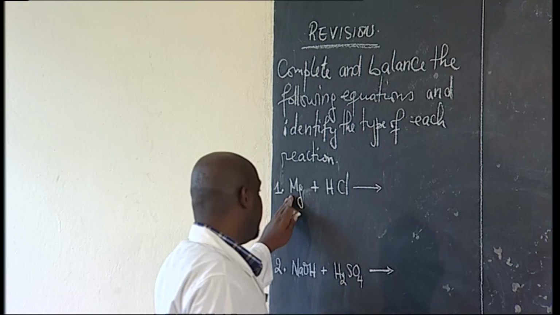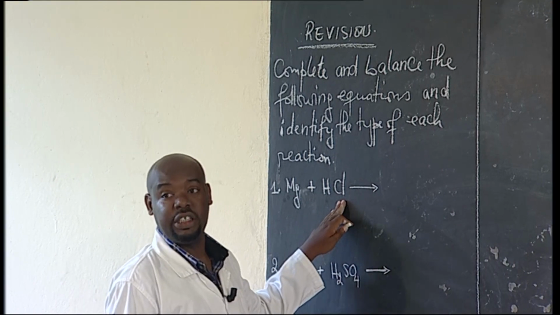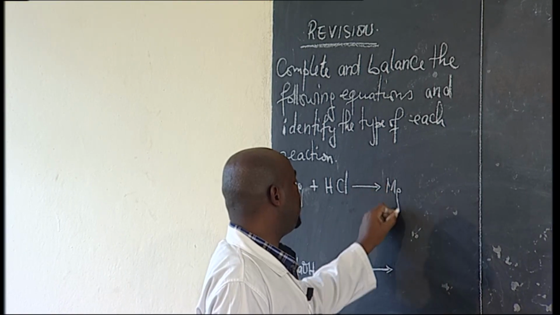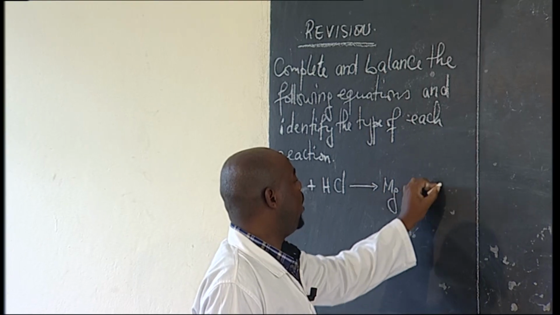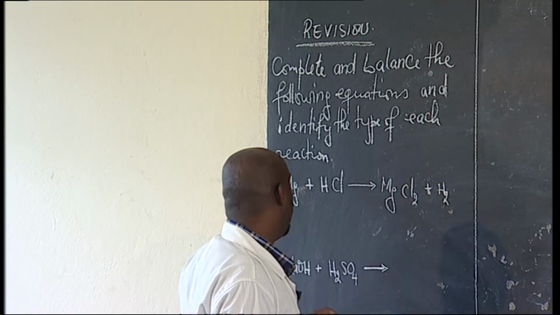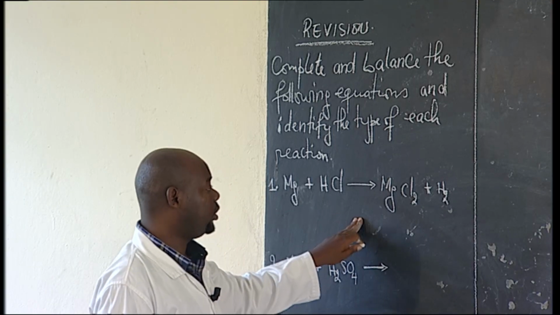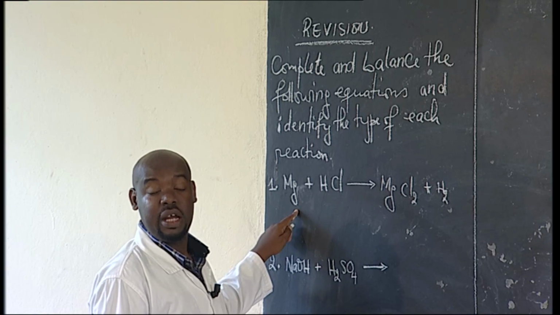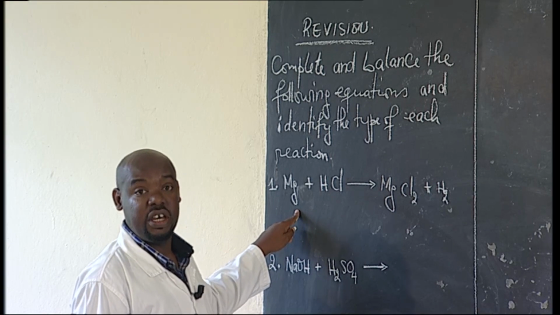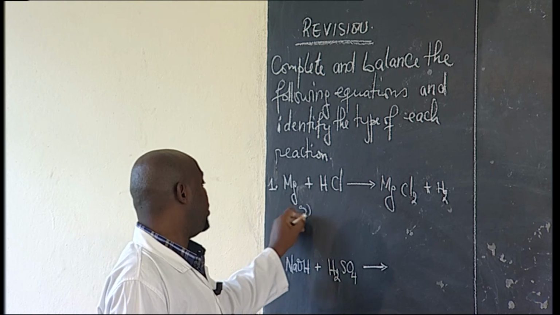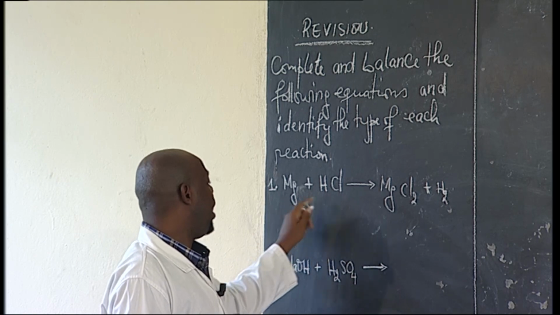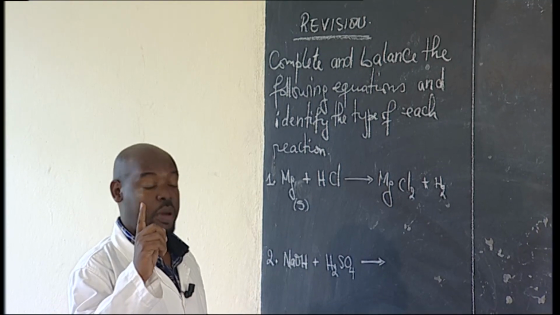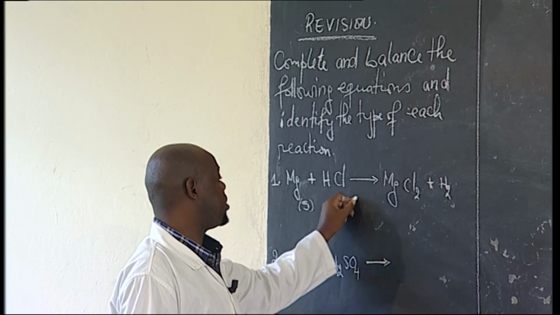When magnesium reacts with hydrochloric acid, what do we produce? We produce magnesium chloride and hydrogen. Now, let us look at the state symbols before we go on balancing. Magnesium is a metallic element, so it is present in the solid state. So it is solid. And hydrochloric acid, being an acid, is dissolved in water, you remember. So it will be in aqueous state.